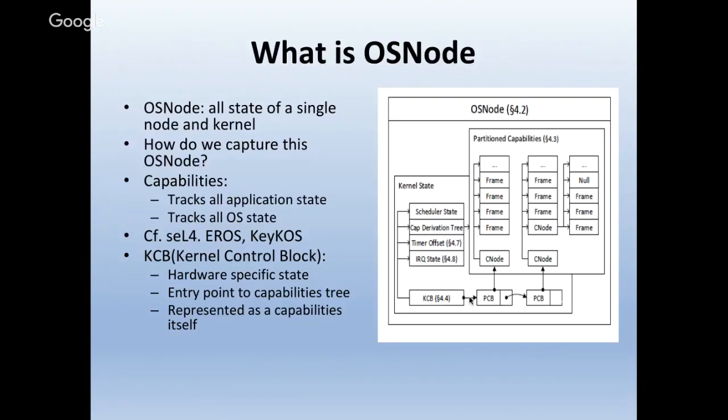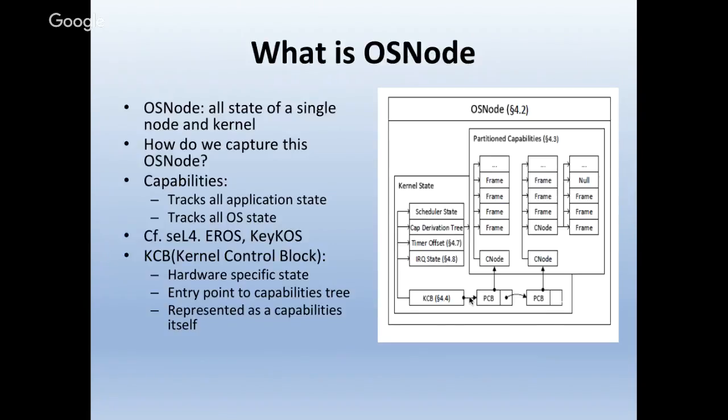So what is an OS node? And how do we capture this OS node? It's typically not clear in an OS what the per-core state is. It's not explicitly defined and typically spans many different data structures. So in this paper, we use a partitioned capability system to explicitly capture OS nodes, meaning the entire per-core state in a single data structure. I will introduce a bit about partitioned capabilities.